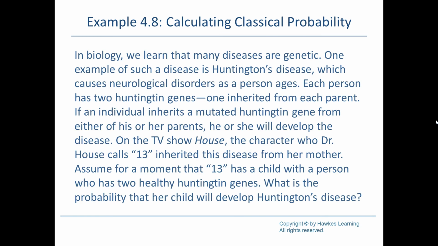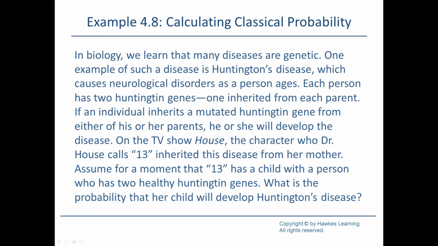In biology, we learned that many diseases are genetic. One example of such is Huntington's disease, which causes a neurological disorder as a person ages. Each person has 2 Huntington genes, one inherited from each parent. If the individual inherits a mutated Huntington gene from either of his or her parents, that person will develop the disease. Notice it's from either of the parents.